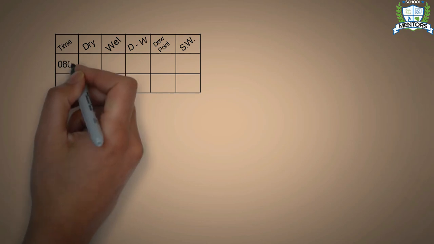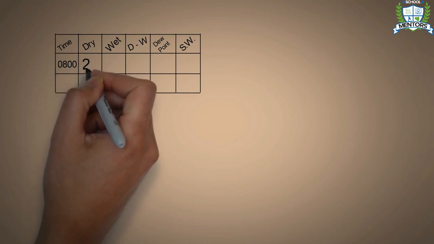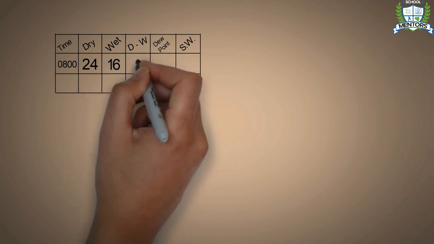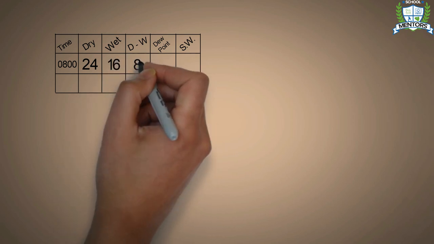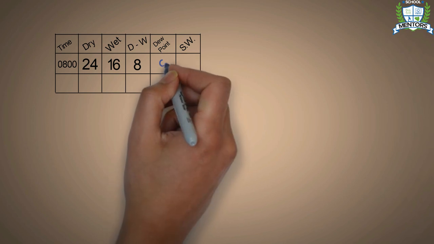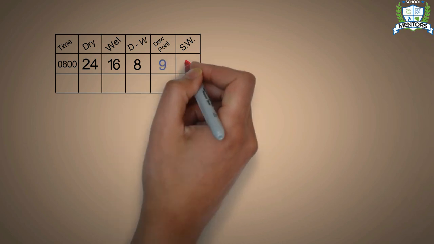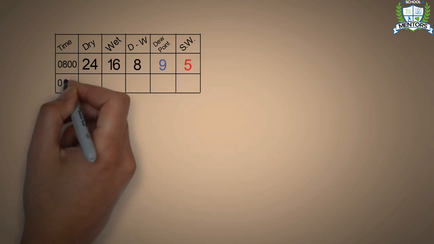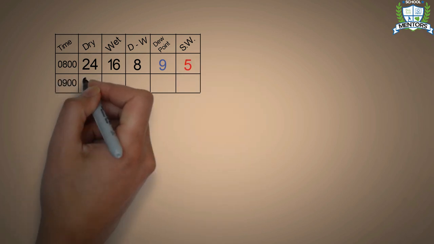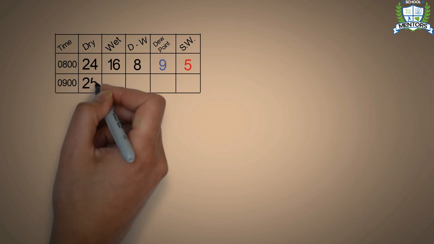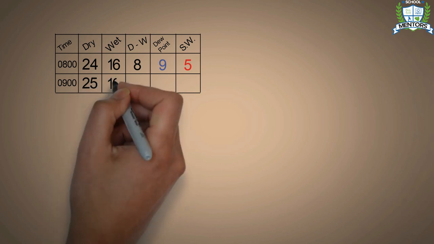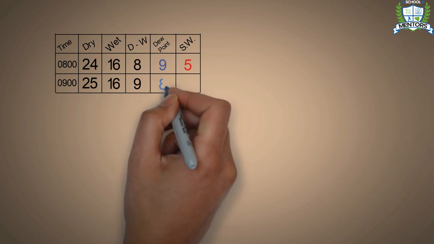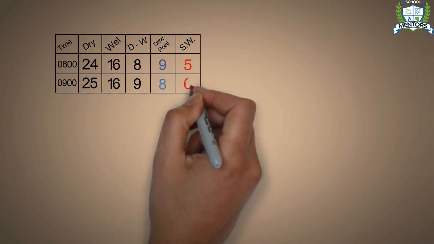So let's assume at 0800 hours, the dry bulb was 24 and the wet bulb was 16 degrees centigrade. So we find the depression of the wet bulb, which is 8 in this case, the dew point from the Mariner's Handbook, which would be 9, and the seawater temperature, let's say the engineers have said that it's 5 degrees centigrade. The same observations will be done again at 0900 hours, and in this case, we are taking an example, which would be 25, 16, so the difference is 9, and the dew point would be 8, seawater is 6, and we plot a graph.